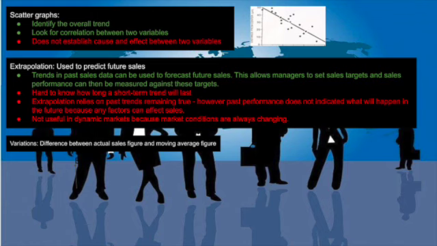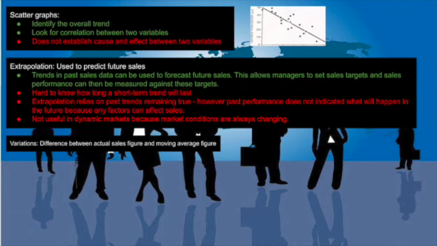And then you need extrapolation. So this is used to predict future sales. Trends in the past sales data can be used to forecast future sales. This allows managers to set sales targets, and sales performance can then be measured against these targets to see if they're doing well. However, it's hard to know how long a short-term trend will last. If you see sales increasing recently, you don't know if it's going to last forever or if it's just going to be for a short time period.